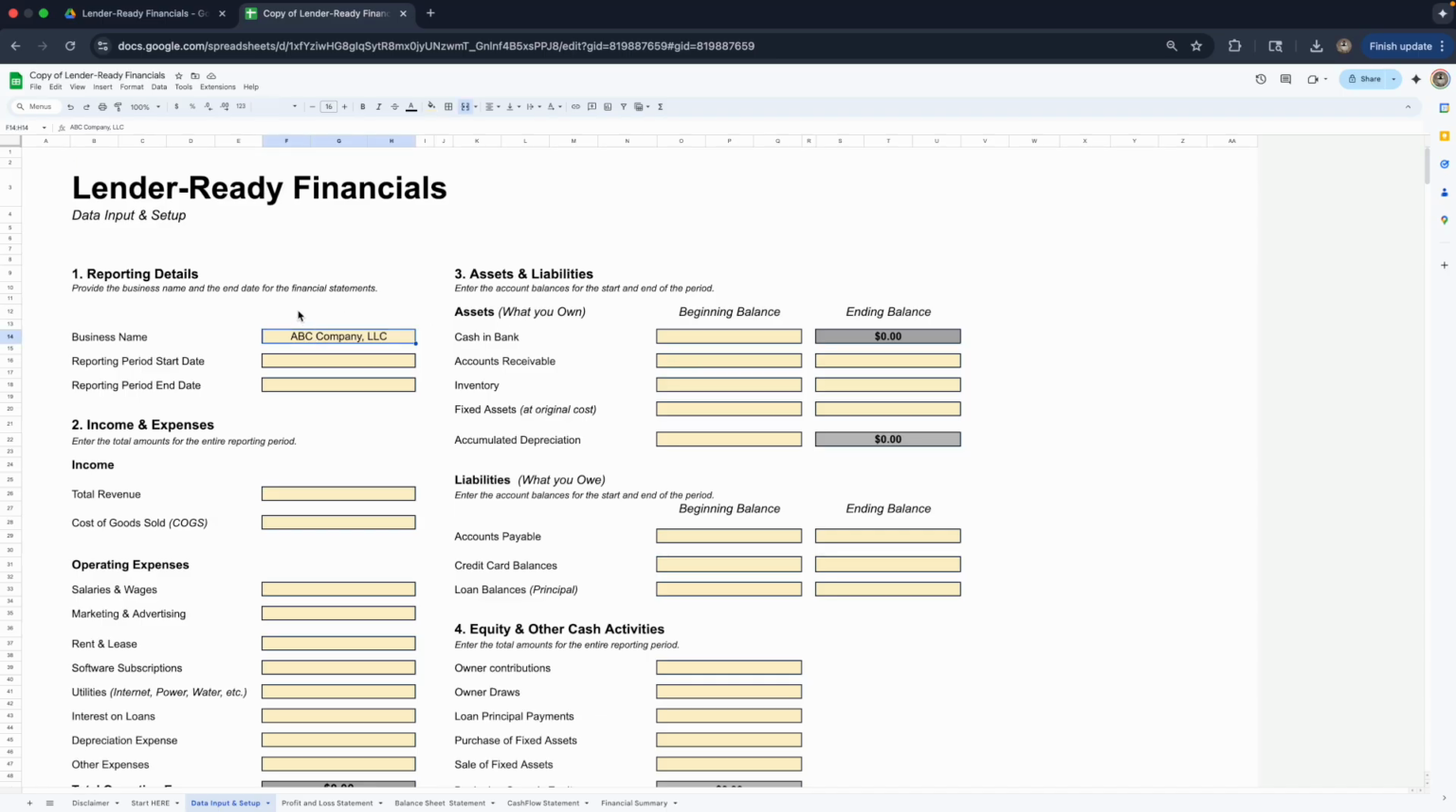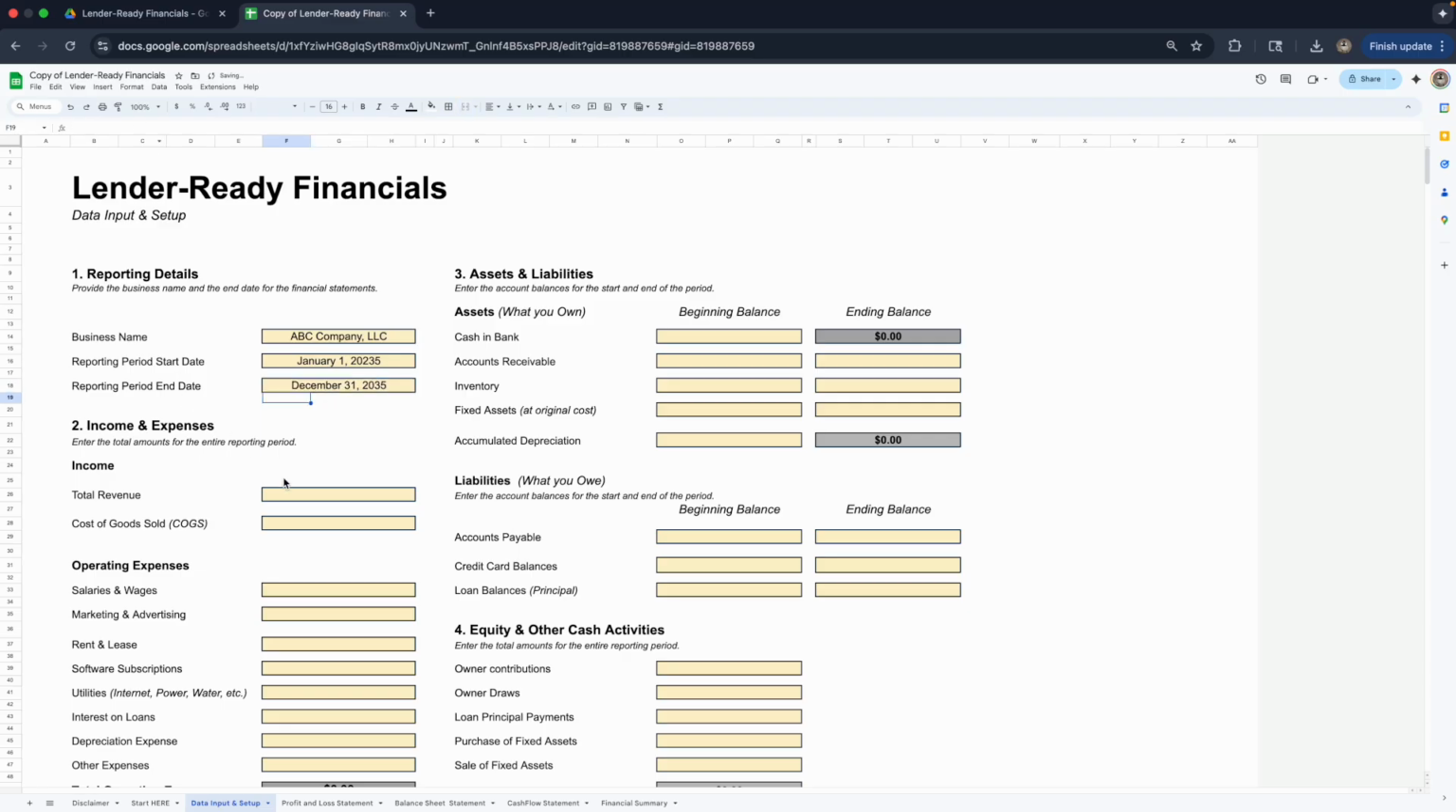Right here, you can just put your company name. Once you input your company name, it'll flow throughout your financial statements. I'll keep that one as is. For your reporting period, you can put any start date and end date. Here I'll just put 1/1/2035. Let's pretend it starts from January and ends on 12/31/2035, so it's a whole year.